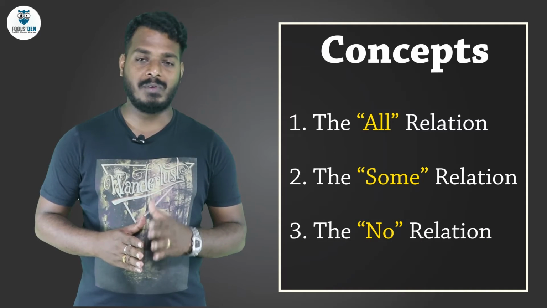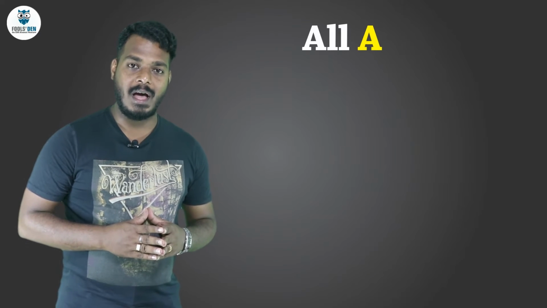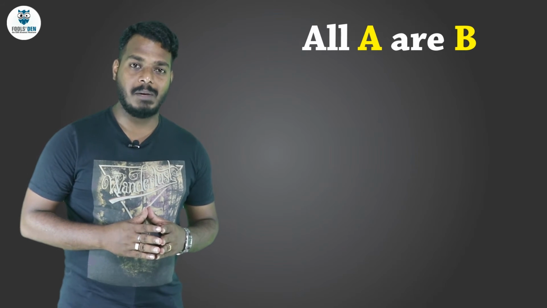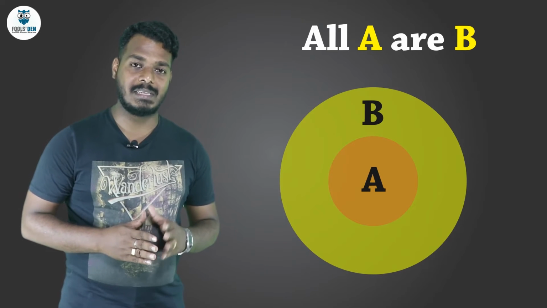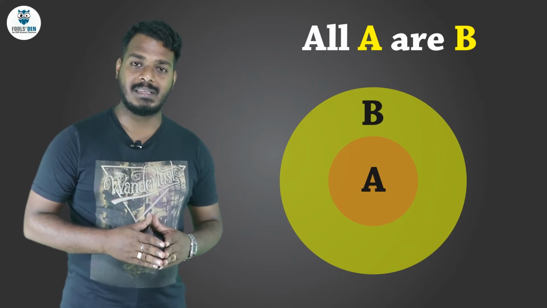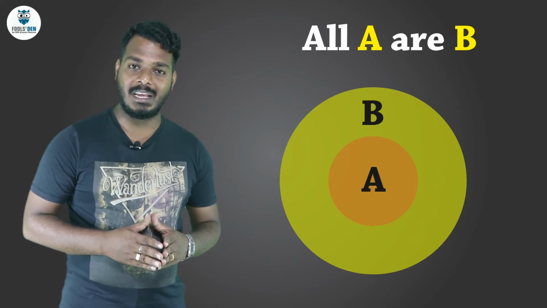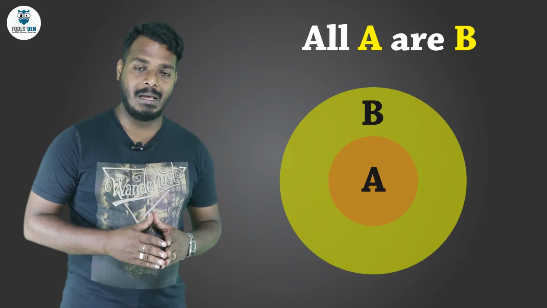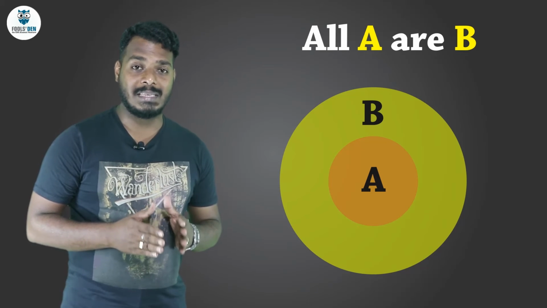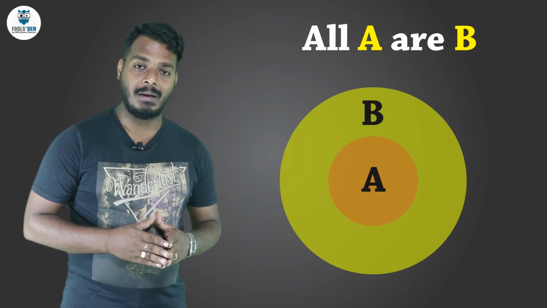So let's start with the first one, that is the all relation. Suppose I say that all A are B. That will be represented something like this. Here the set that represents A would come inside the set that represents B, because in this diagram you can see that the complete area under set A is a part of the set B. So we can say that all A are B.